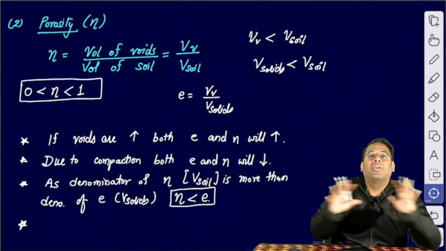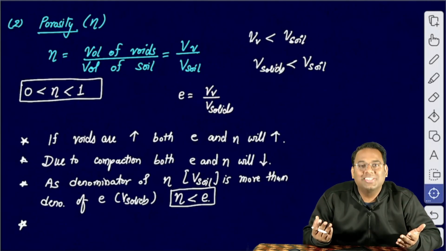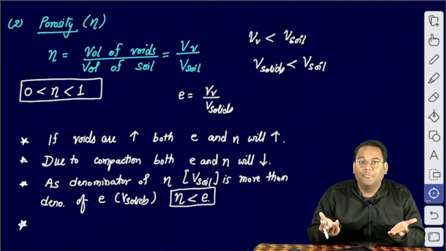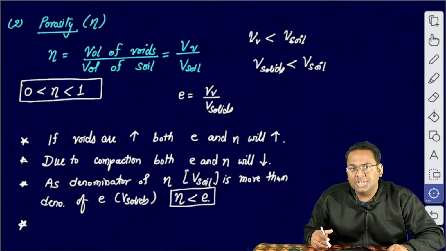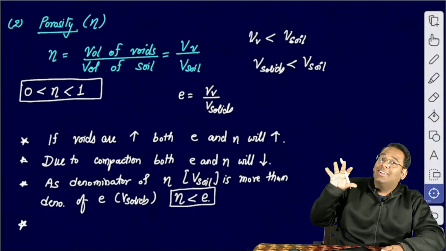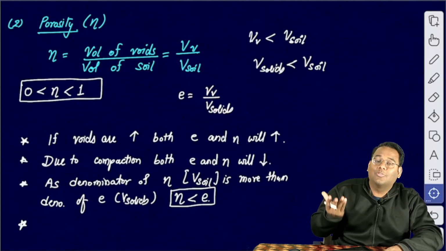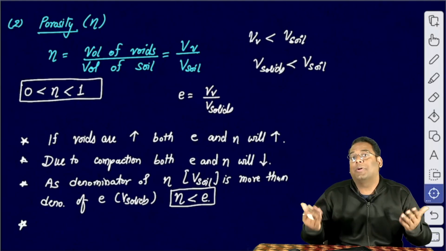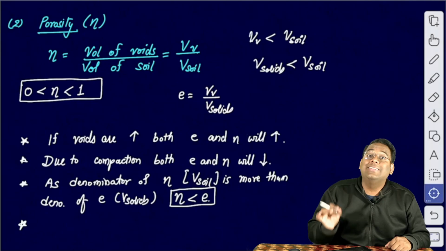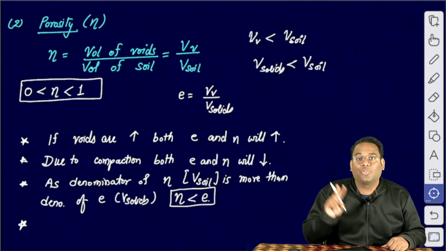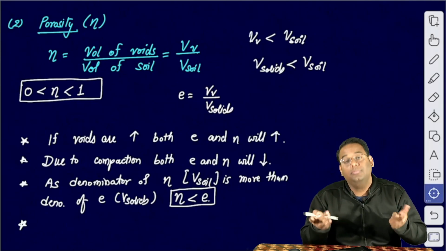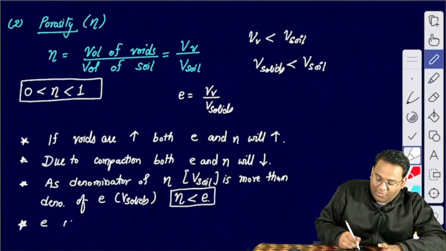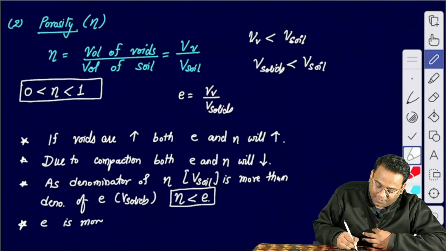Obviously, solids cannot be changed. Yes or no? Volume of solids is more constant, whereas volume of soil can be easily changed. Yes or no? So as the denominator of e, that is void ratio, is more constant, that is, volume of solids is constant in a particular soil, that is why it is easy to compare two different states of soil if we are comparing the value of void ratio. So here we can say that e is more preferred.